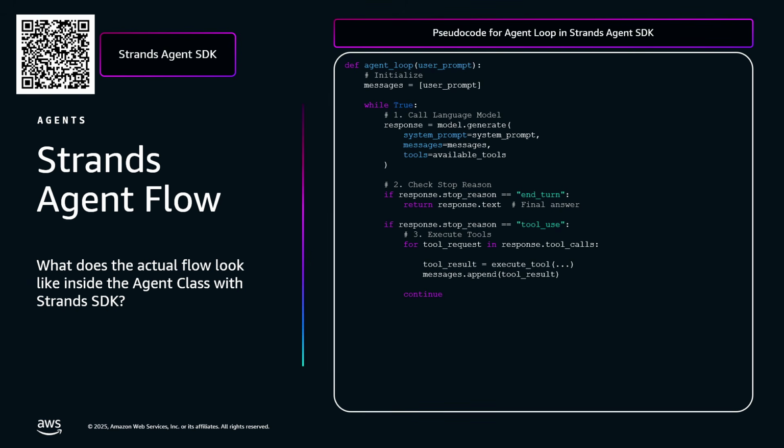Should it say that we are done? That's our end turn there. We'll go ahead and return the final answer back to the user. But most likely, the model says that, hey, we need to call a tool in order to further answer this user's question. So I'll take a look at the tools that it has requested me to execute. Again, this is deterministic code sitting inside of the Strands Agents SDK, and for each one of those tool requests, it's going to actually go ahead and call that tool, and add the results back into the messages that are going to be concatenated back into this agentic loop for the next time around.